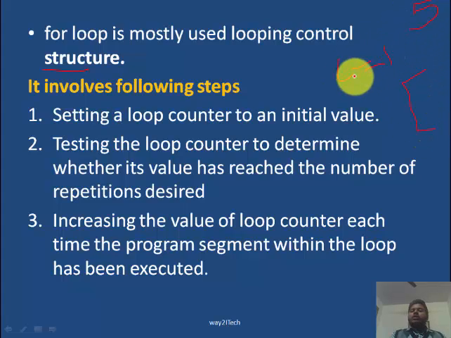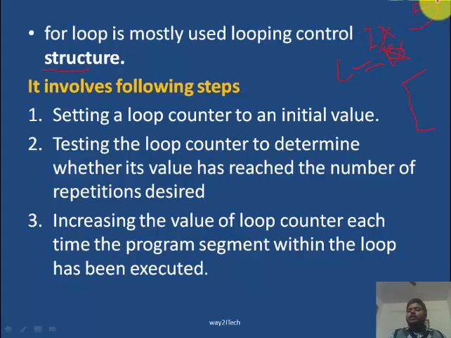Let's take the value of count as 0, and we want to execute this code 5 times. Whenever we execute this block, we will increment the count. First, the value of count is 0. After executing the block, we increment the value, so it becomes 1. Now we check: count is less than 5, yes. We again execute this block and increment the value, so now the value is 2.